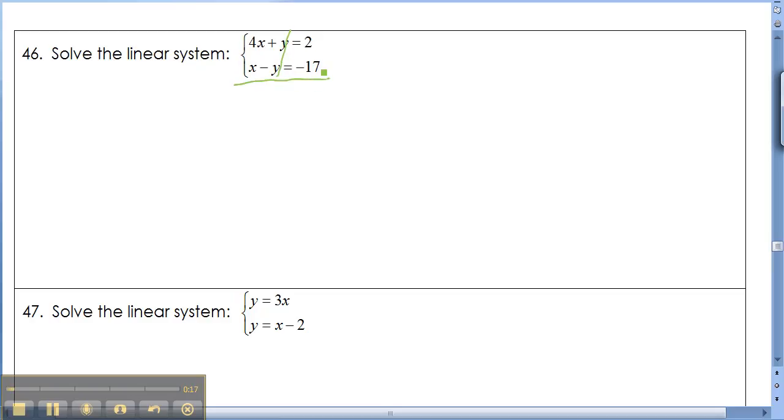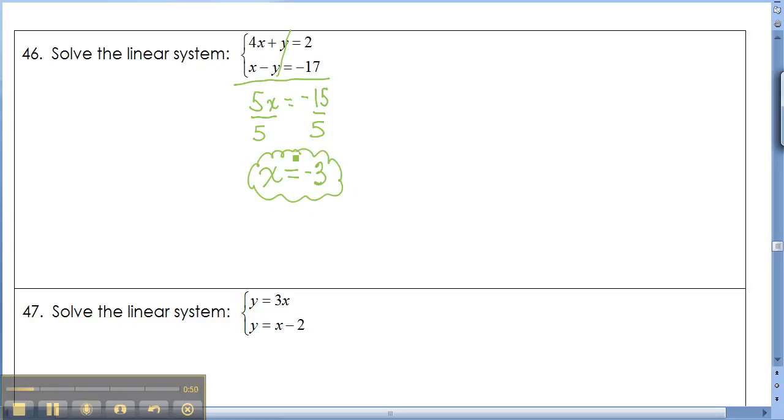Then using linear combinations, I just combine the 4x and the x, and I get 5x. And the 2 plus negative 17 gives me a negative 15, because when you add opposites you subtract and give it the sign of the larger absolute value. Then you're going to divide both sides by positive 5, and negative 15 divided by positive 5 gives you negative 3. So our x value of our solution is x equals negative 3.